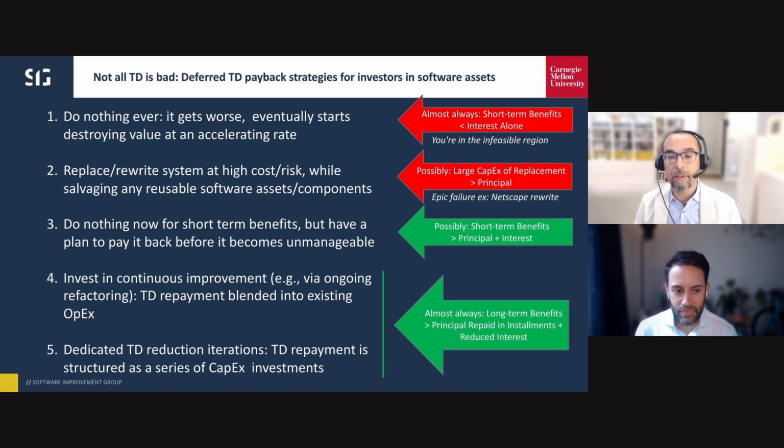So the fourth and fifth strategies are similar. The fourth one is basically having a software development process in which we decide to invest in continuous improvement. So ongoing refactoring to be able to address small and large TD issues is part of our process. If we're doing that, then TD repayment is basically blended into our existing operational expenses. If we're not doing that, maybe we're doing a more periodic strategy where TD repayment is not continuous, but is scheduled at different intervals, maybe with dedicated TD reduction iterations. So we pay back technical debt in installments using these iterations in a structured approach.